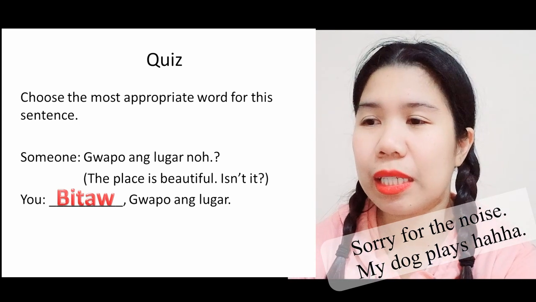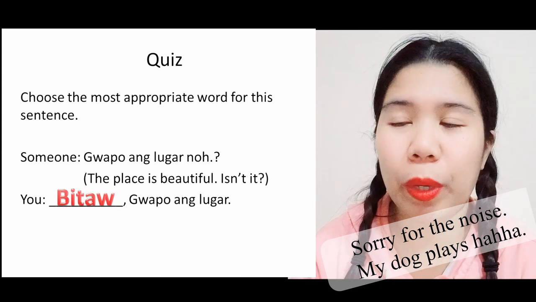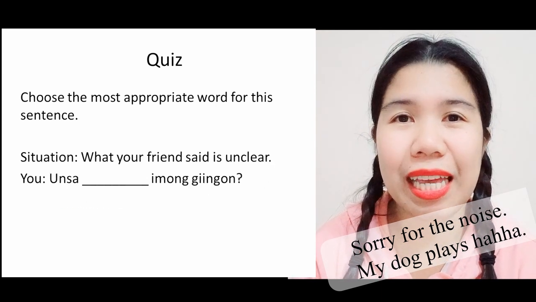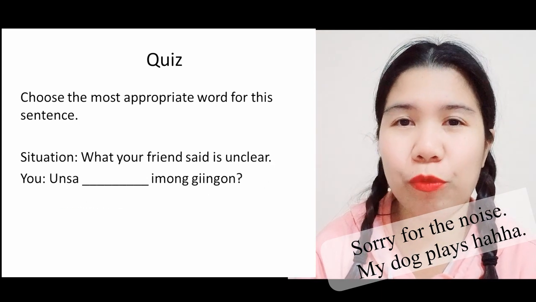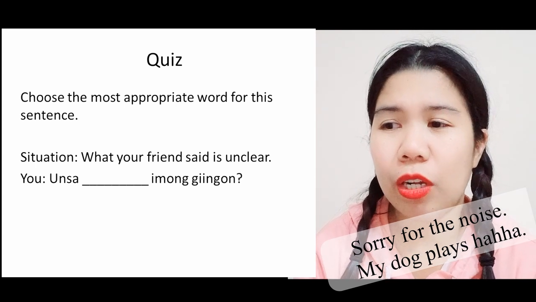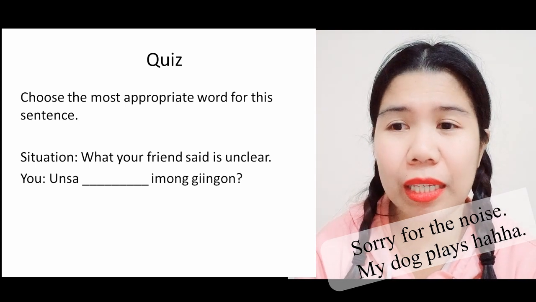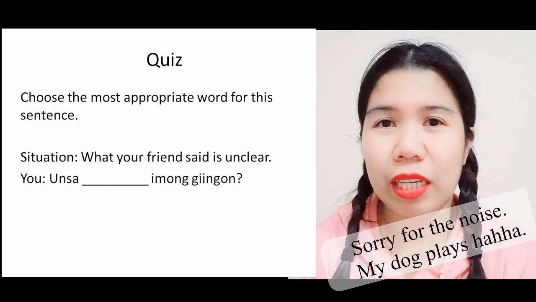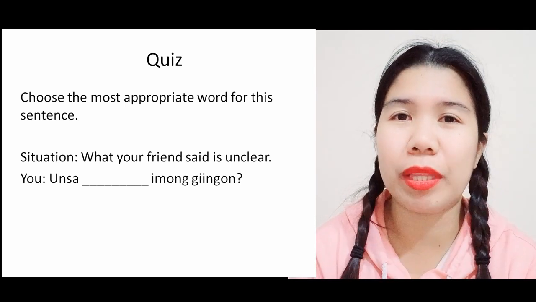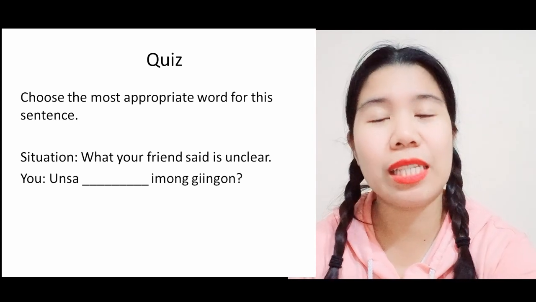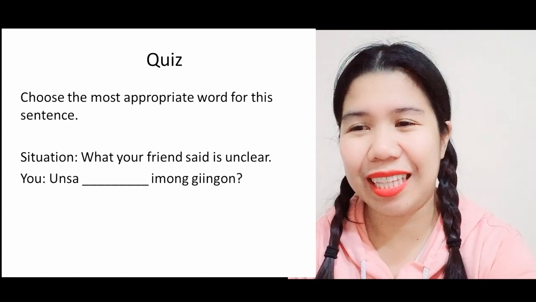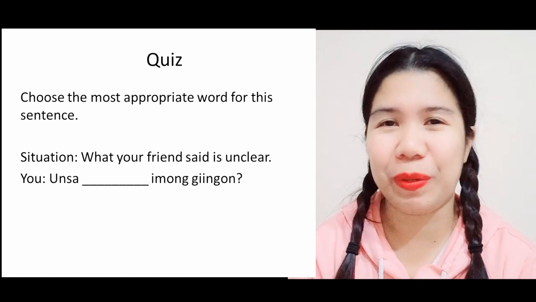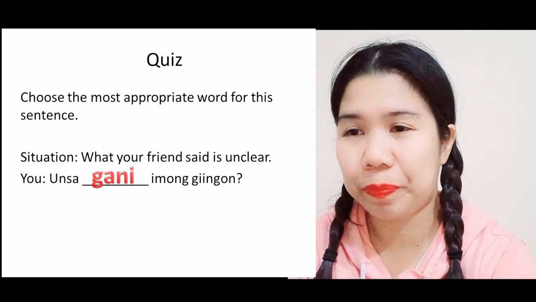Okay, next. So, here's the situation. What your friend said is unclear. So, for example, your friend said something unclear. So, you say, unsa blank imong giingon? So, what is the answer here? Is it gani, lagi, or bitaw? Yes, the correct answer is gani. Unsa gani imong giingon? Very good, correct.